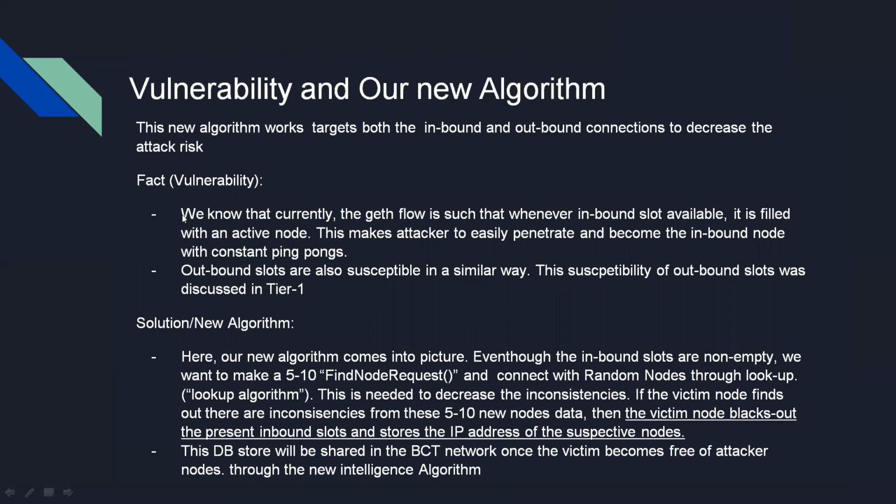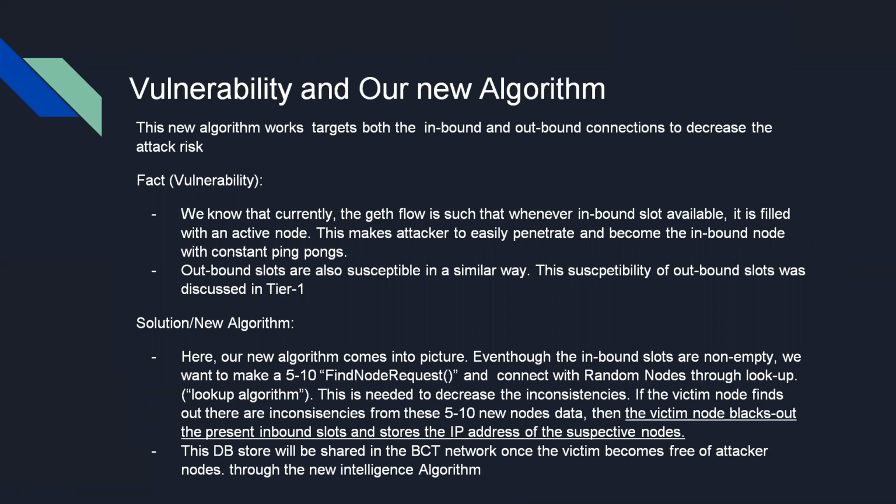So the vulnerability which we target is as shown. We know that currently the flow is such that whenever an inbound slot is available, it is filled with an active node. This allows the attacker to easily penetrate and become the inbound node with constant ping pongs. Outbound slots are also susceptible in a similar way. This susceptibility of outbound slots was discussed in Tier 1.